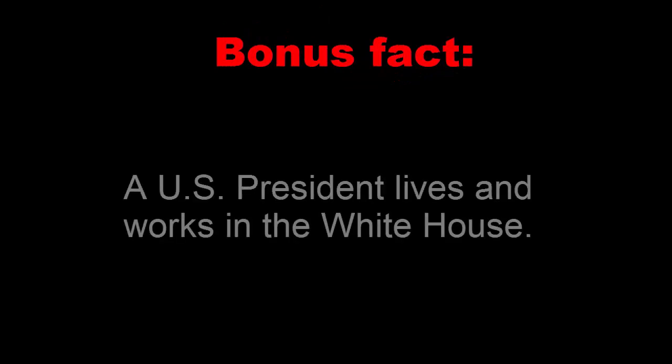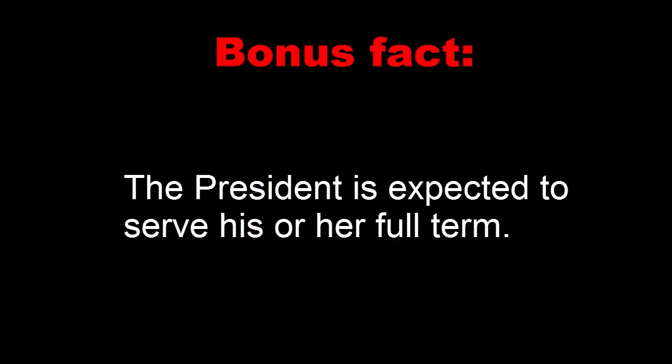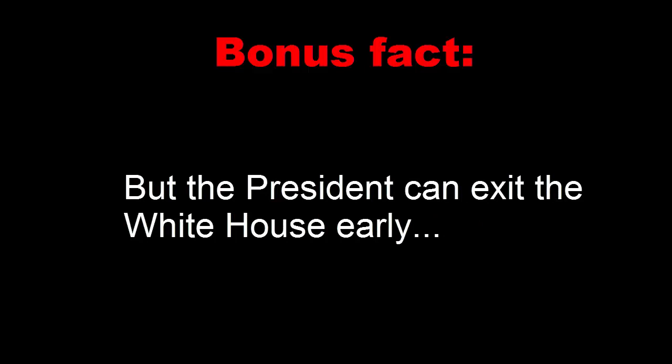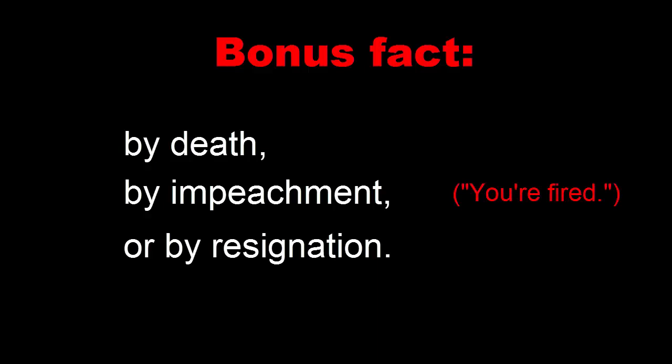Final bonus fact. A U.S. president lives and works in the White House. The president is expected to serve his or her full term, but the president can exit the White House early in one of 3 ways: by death, by impeachment, which is like the country saying you're fired, or resignation, which is when the president says, I quit.